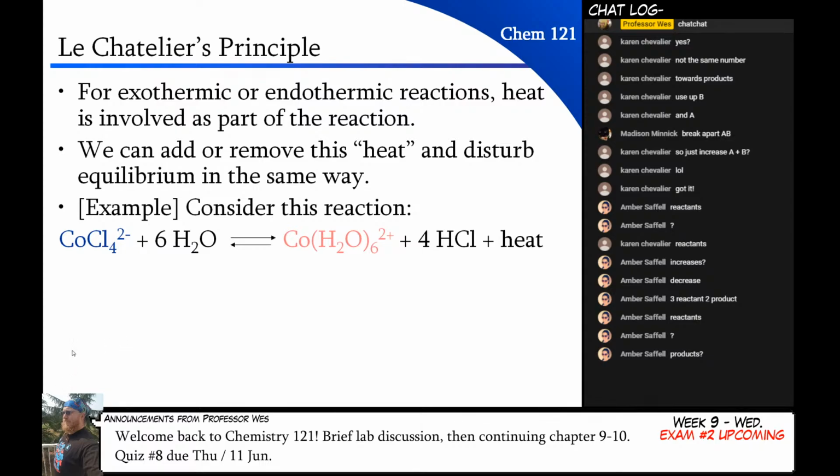If I add this blue thing to water, what ends up happening is it turns pink. I make this, and it gets hot. So first of all, let's label this reaction. Is this reaction exothermic, or is it endothermic? Where's the energy going? Is it going into the reaction or out of the reaction? Endo or exo?